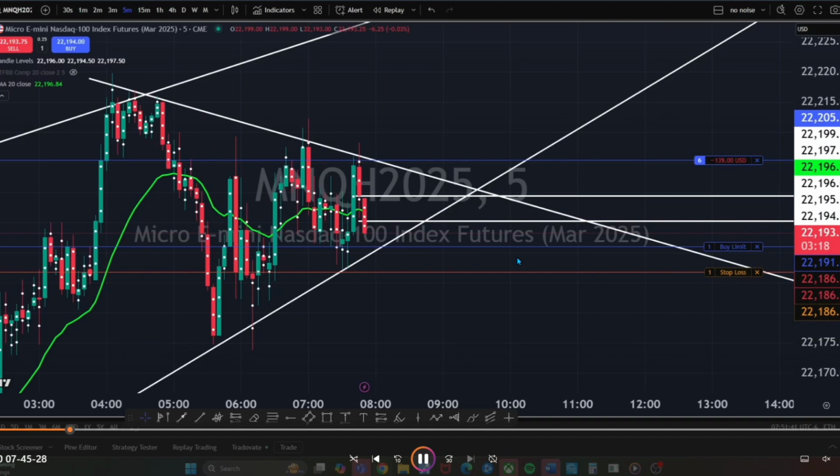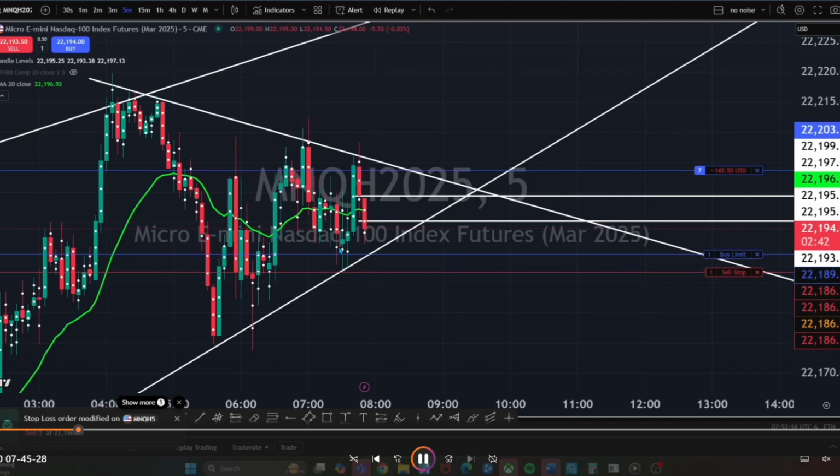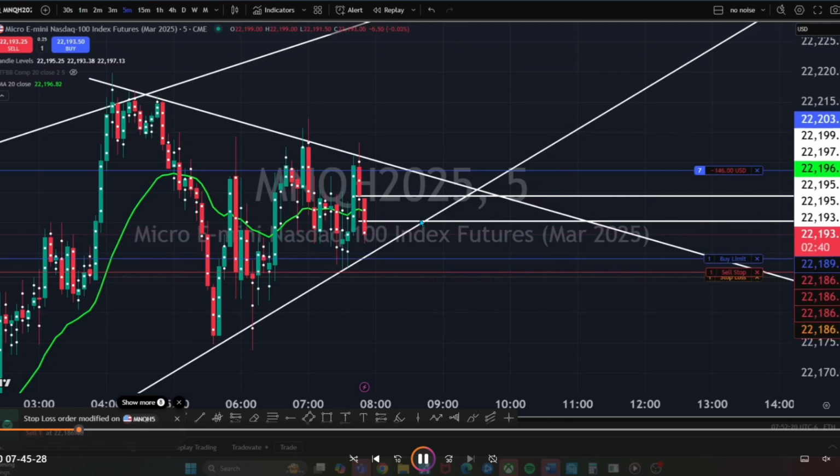Okay, so that's the range I want to buy in. I want to continue to add on. I added on here when I saw I wasn't going to get below here. Wasn't going to get below these wicks, so I added on.